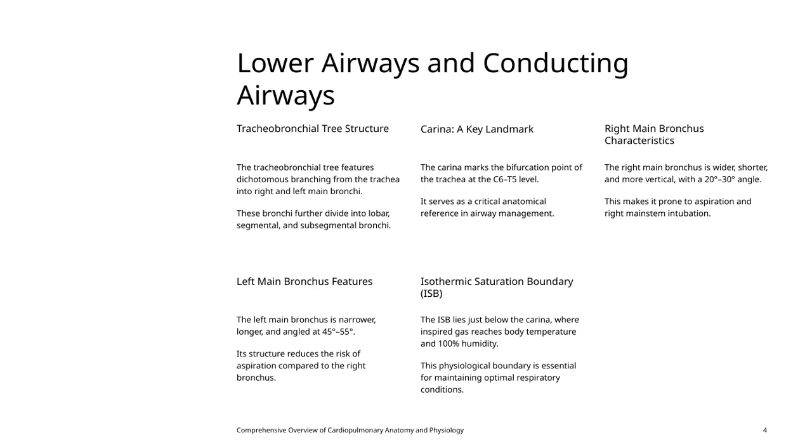Finally, the tracheobronchial tree branches dichotomously. That is, it splits into two, at the carina, into right and left main bronchi. These bronchi then continue dividing into lobar, segmental, and subsegmental bronchi, creating a highly organized tree that distributes air efficiently throughout the lungs. Understanding these structures and boundaries is fundamental for effective airway management and respiratory physiology.